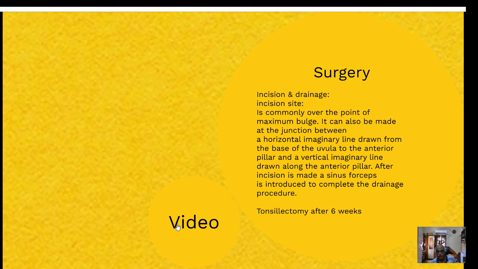and drain the abscess. That is, you draw two imaginary lines, one horizontal and one vertical. The horizontal line can be drawn from the base of the uvula extending up to the anterior pillar, and the vertical line can be drawn along the anterior pillar of the tonsil. At the point of intersection of these horizontal and vertical lines, you just insert the forceps, which is known as Sinclair Thompson quinsy forceps, and you can drain the pus from the peritonsillar area.